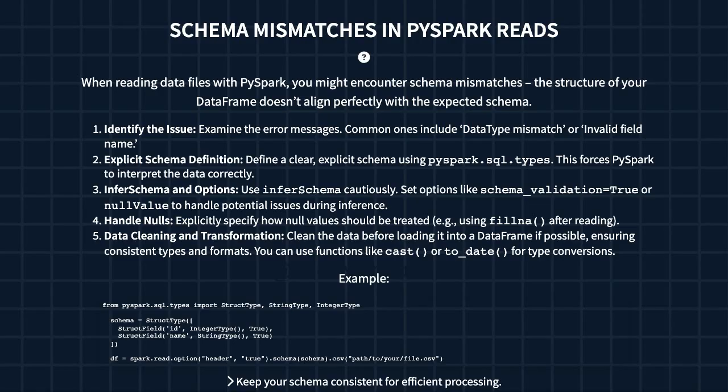Be explicit. Define a clear schema using PySpark's pyspark.sql.types module, telling PySpark exactly what each column should look like. You can also use inferSchema, but be careful with that. It's helpful, but sometimes throws off results. Don't forget to consider how you want to handle missing values. Explicitly setting the null value is often a good strategy, and always clean your data before loading it into a DataFrame whenever possible to avoid these problems down the line.